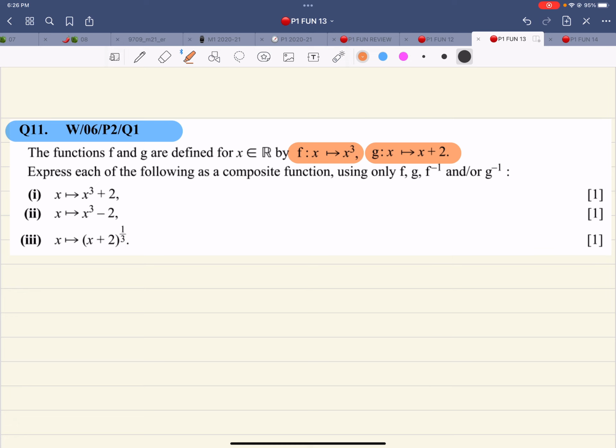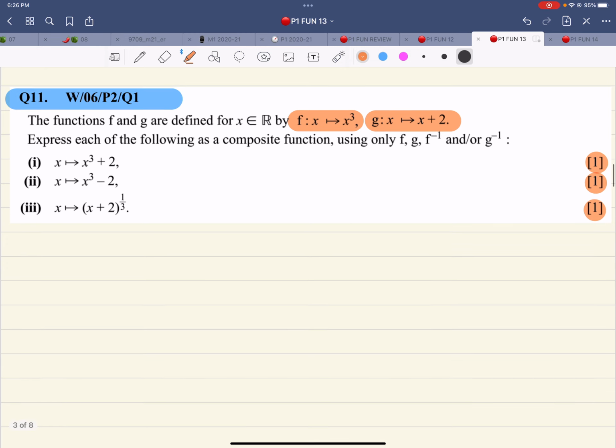Now, basically for 1 mark, 1 mark, 1 mark, you have to judge how initially it was formed. So I'm just writing it down. f(x) is x cubed. In other words, f inverse x is cube root of x.